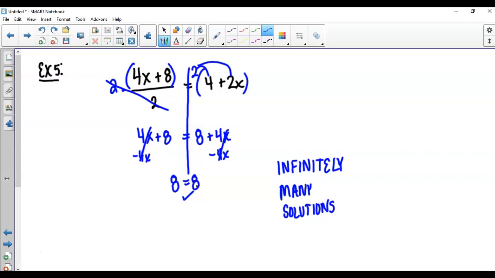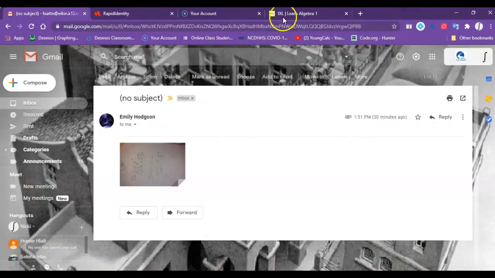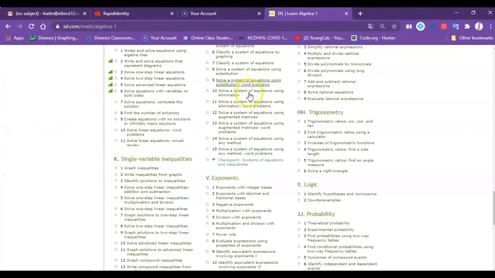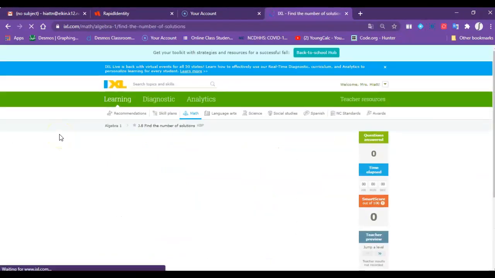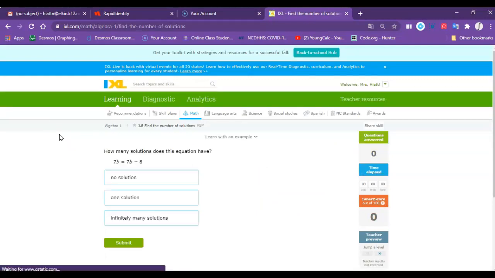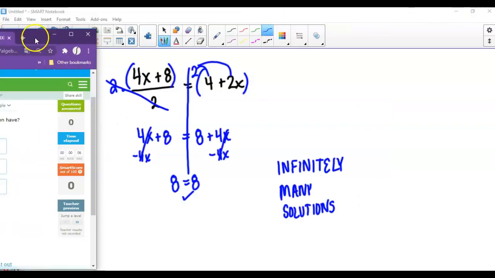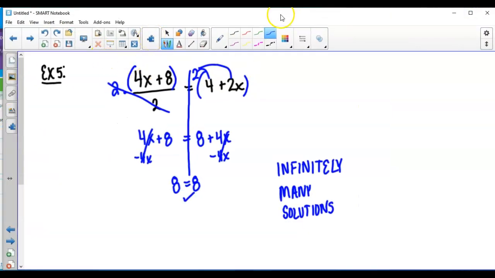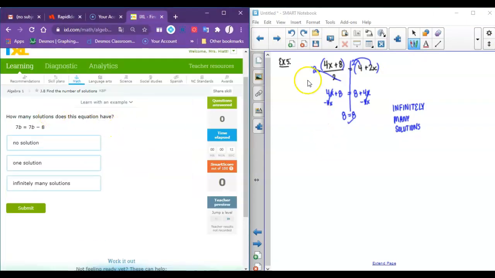Okay. I also want to look at your IXL that you're going to have for just a moment. So let's look at your IXL. You will be doing J8 for me today. And so these are the type of questions you're going to have for IXL. And I'm going to make this so I can see both what I'm writing and my IXL problem.